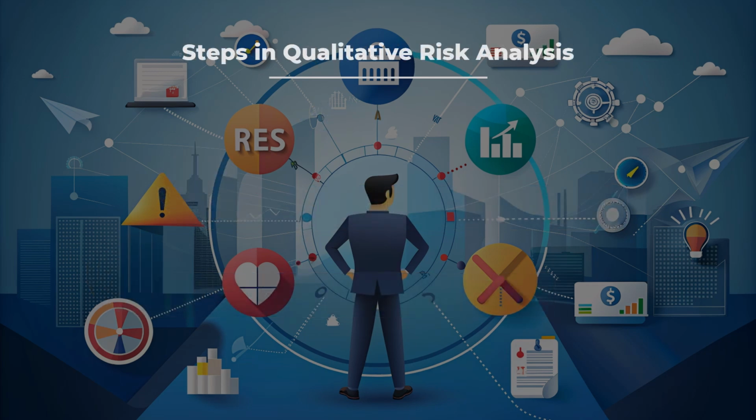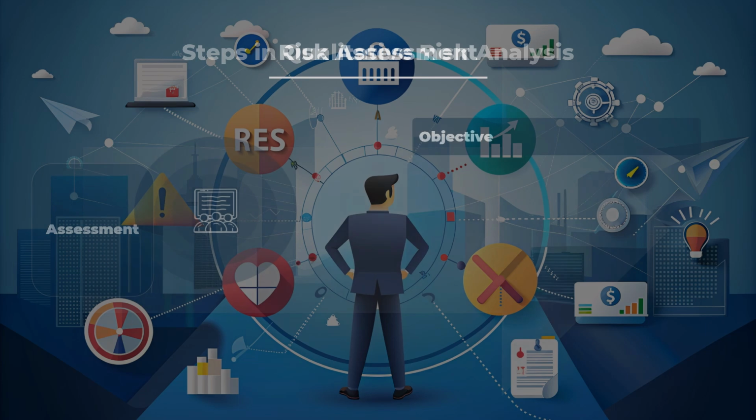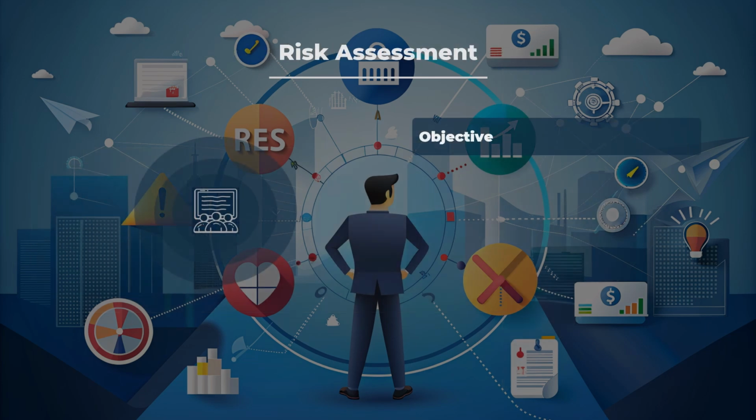Let's go through the steps involved in performing qualitative risk analysis. Assessment: to evaluate the potential impact and likelihood of identified risks. Techniques such as interviews, expert judgment, and risk workshops are commonly used. The assessment step evaluates risks based on their potential impact and likelihood using various techniques.